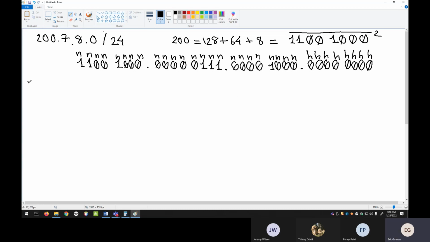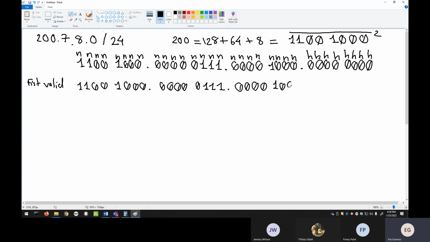How do we get the first valid IP address? The first valid. So we cannot change this 24. What we can change is here. So to get the first valid, let me copy them as they are. The first byte will always be 200. The second byte will always be 7. The third byte in this network will always be 8.